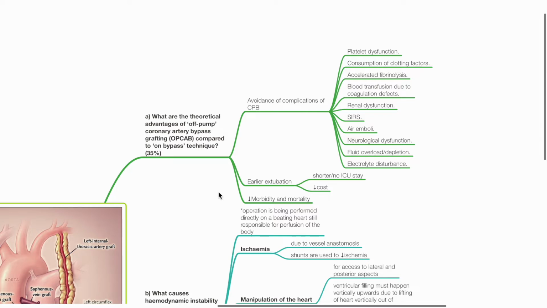Advantages of off-pump coronary artery bypass include avoidance of complications of cardiopulmonary bypass, which include platelet dysfunction, consumption of clotting factors, accelerated fibrinolysis, blood transfusion due to coagulation defects, renal dysfunction, SIRS, air emboli, neurological dysfunction, fluid overload or fluid depletion, and electrolyte disturbances. Off-pump technique allows for earlier extubation, shorter hospital stay, or avoidance of ICU stay, and reduced medical costs. There is reduced morbidity and mortality.